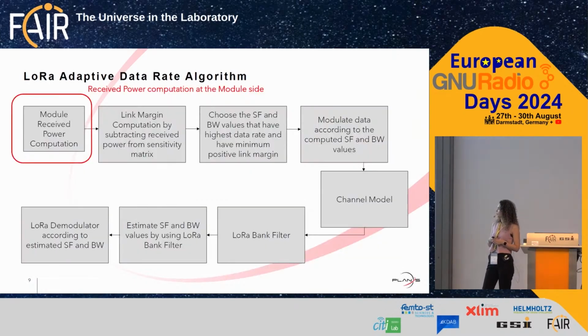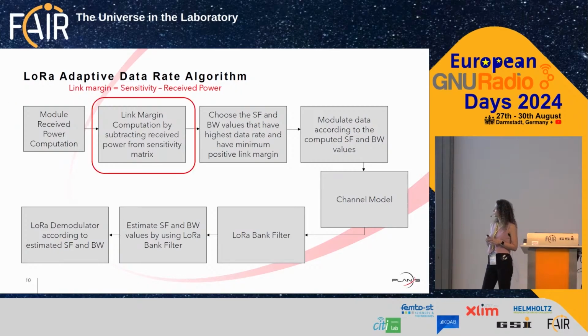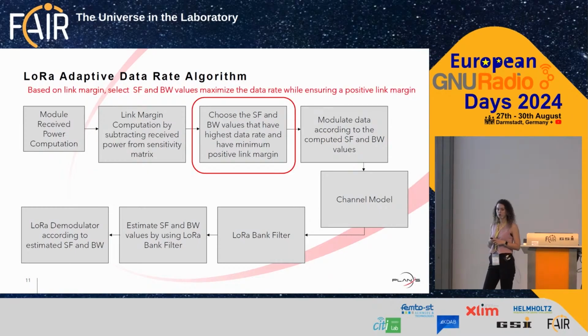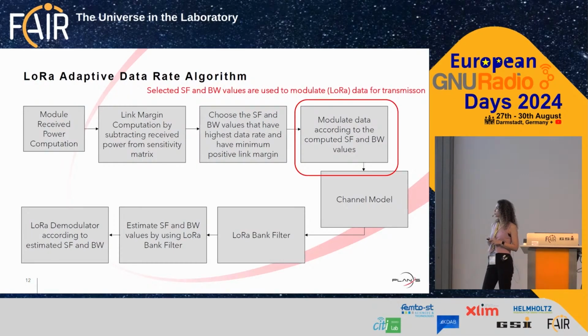This is our LoRa adaptive data rate algorithm. It starts with the received power computation at the module site. And link margin is computed as sensitivity minus received power. Then, based on the calculated link margin, select spreading factor and bandwidth values to maximize the data rate while ensuring a positive link margin. And then, using the selected SF and bandwidth values, the modulation is applied to the data for transmission.